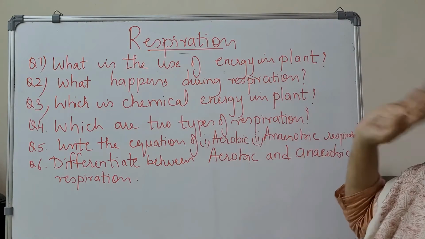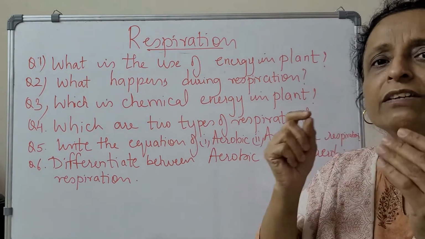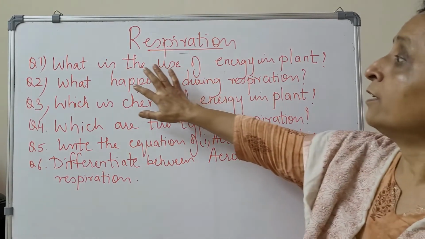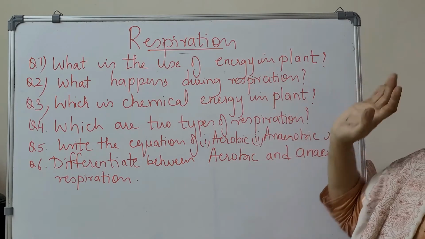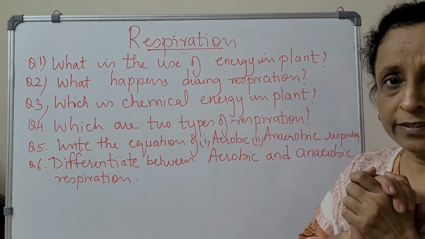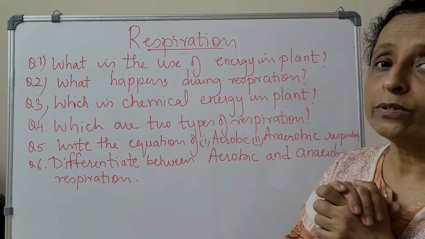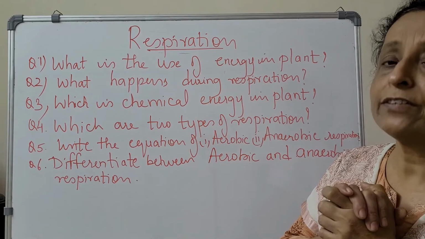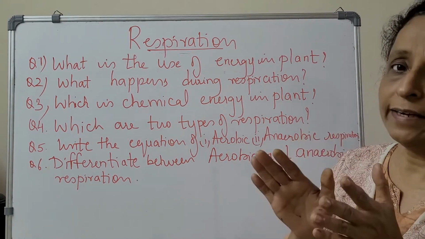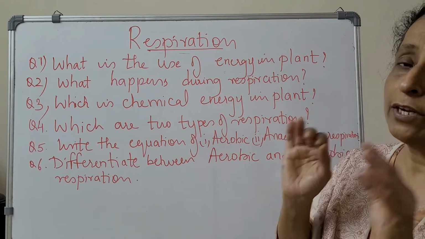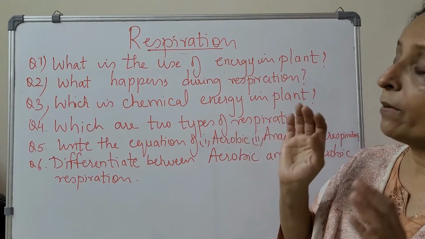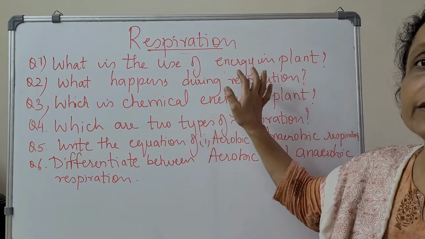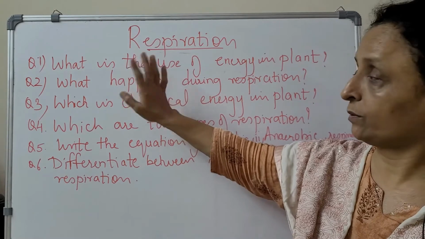What happens during respiration? Now you know during respiration energy is released, and there are two types of respiration, aerobic and anaerobic. Energy is released, glucose is broken down, C6H12O6. In aerobic, it gives carbon dioxide, water, and 38 ATP. So ATP is the hero. Energy is released by breaking of the glucose.